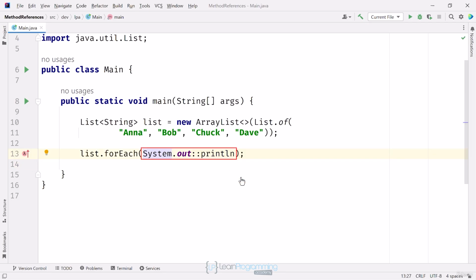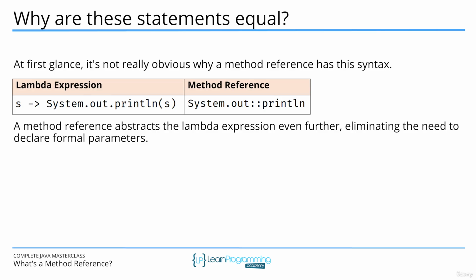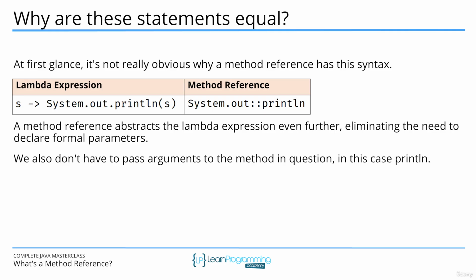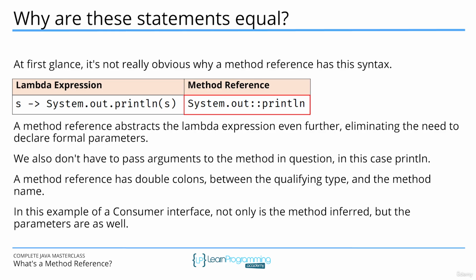That replaces the code with a different kind of expression. This is probably going to be the most commonly used method reference you'll see. At first glance, it's not really obvious why a method reference has this syntax. A method reference abstracts the Lambda expression even further, eliminating the need to declare formal parameters. We also don't have to pass arguments to the method in question, in this case, println. A method reference has double colons between the qualifying type and the method name. In this example of a Consumer interface, not only is the method inferred, but the parameters are as well.